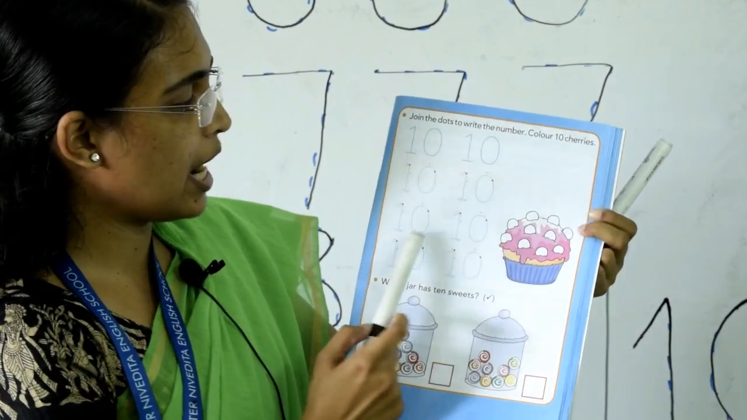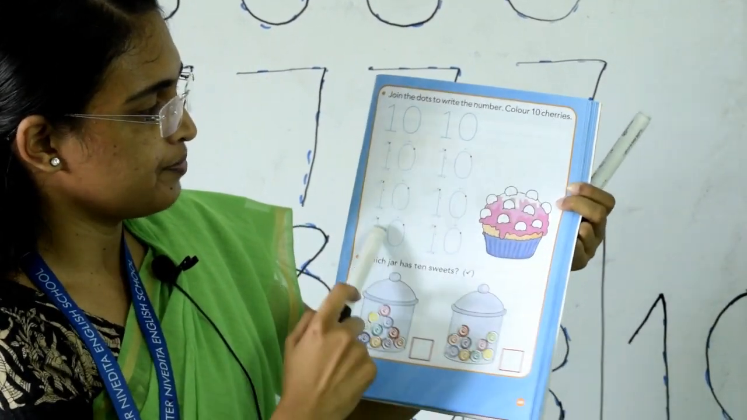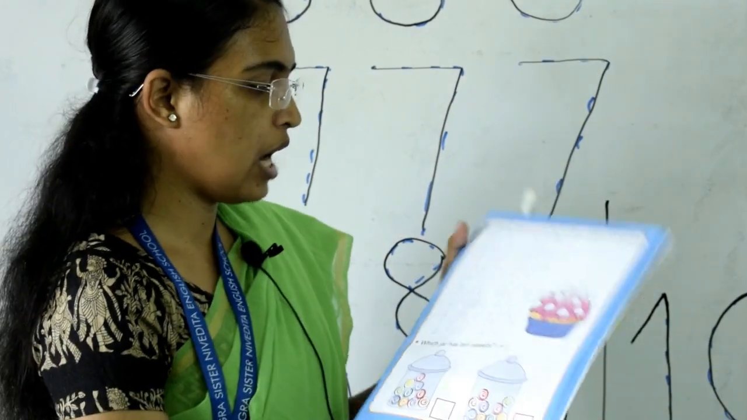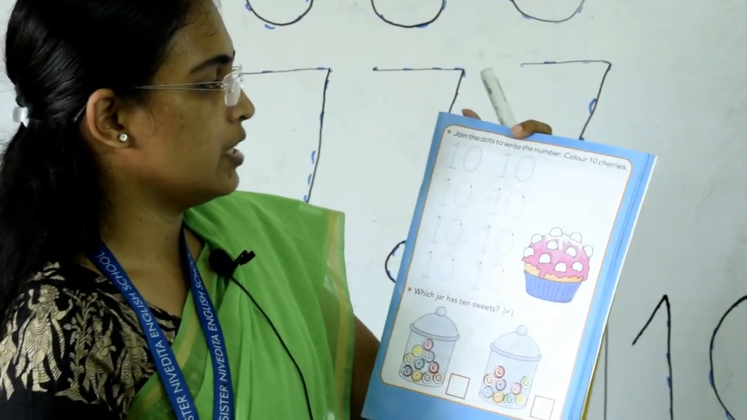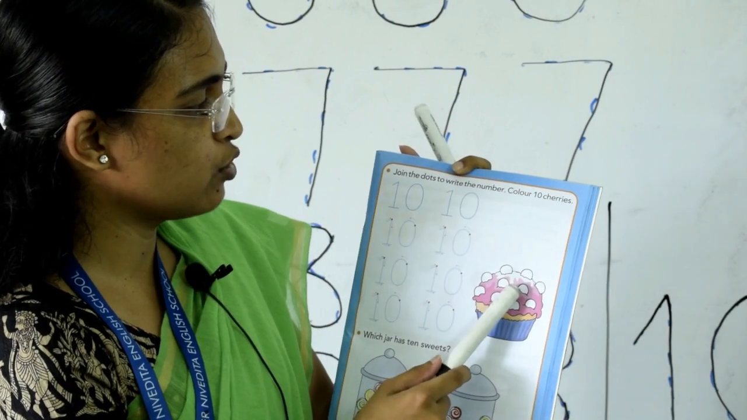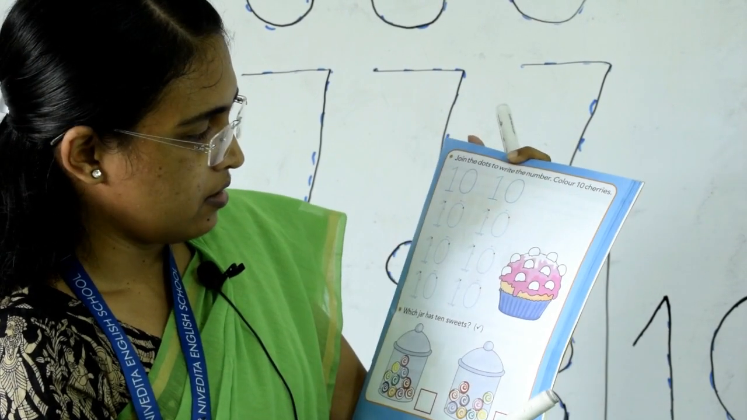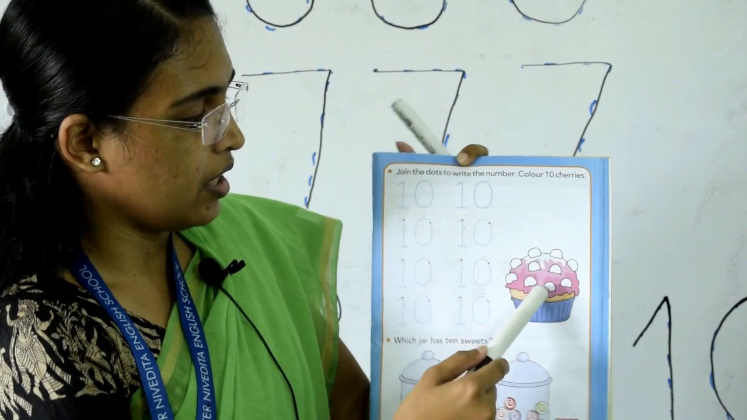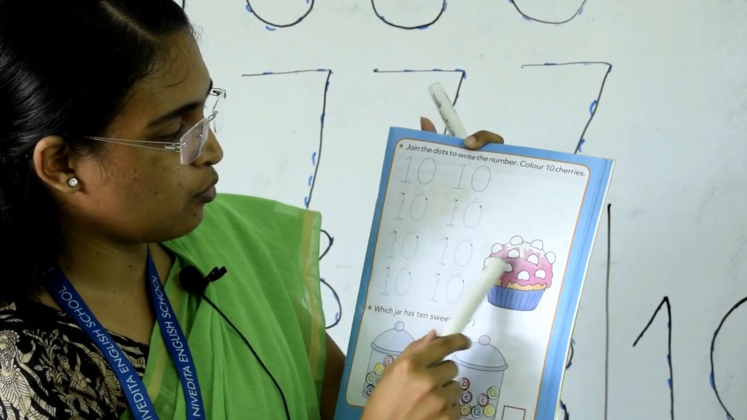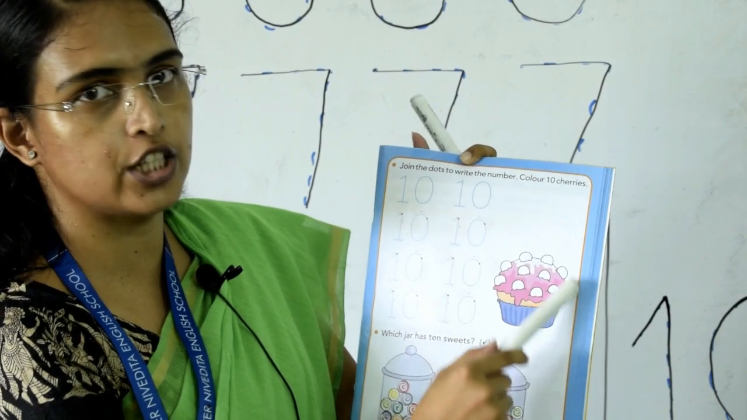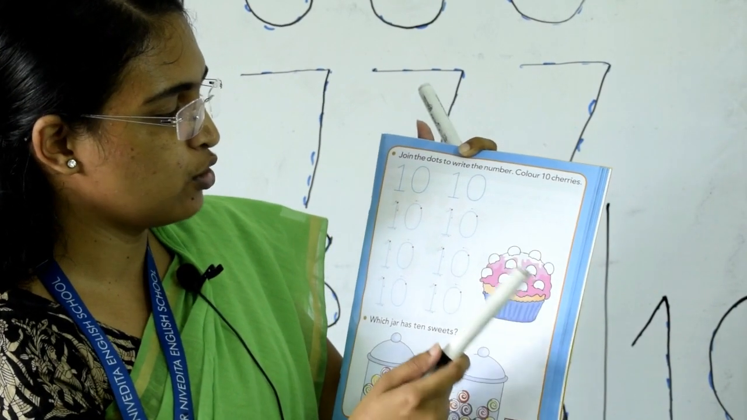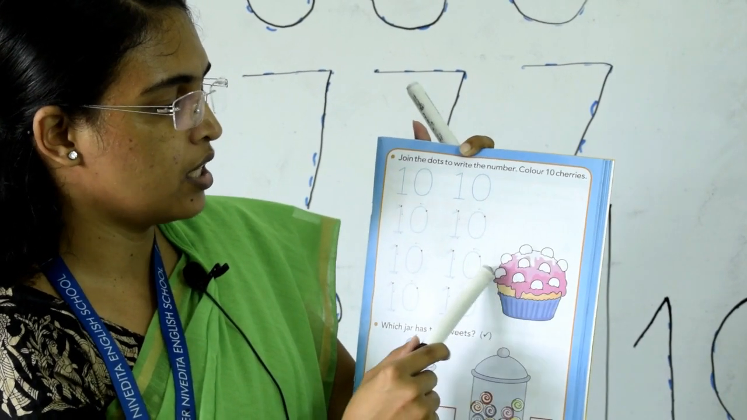Now here also you have to trace the number 10. I have shown you how you will trace the number 10. Now after this, what you have to do, can you see this cake? In this cake, can you see this? There are white balls. These are cherries. Okay, so what you have to do, you have to color all these cherries.